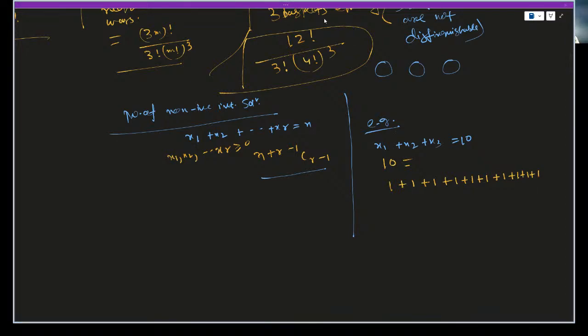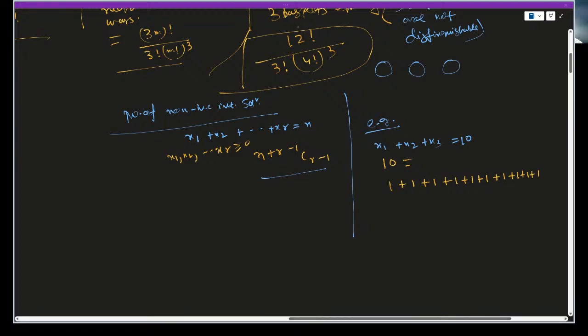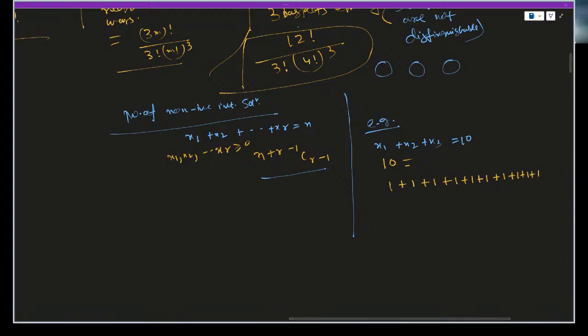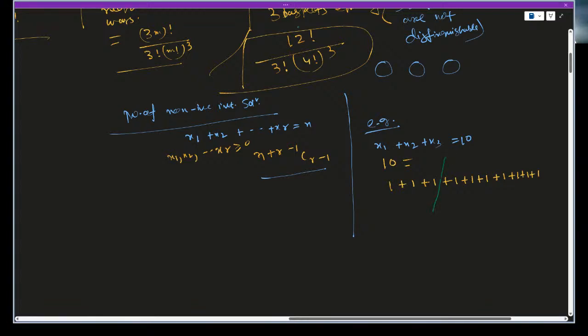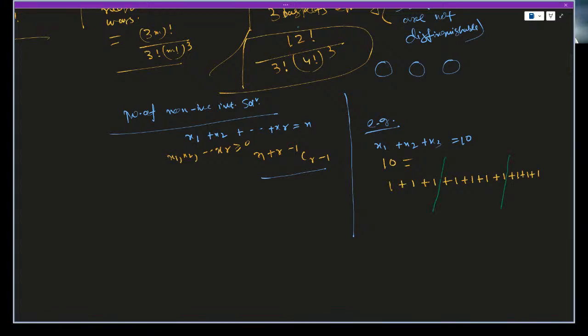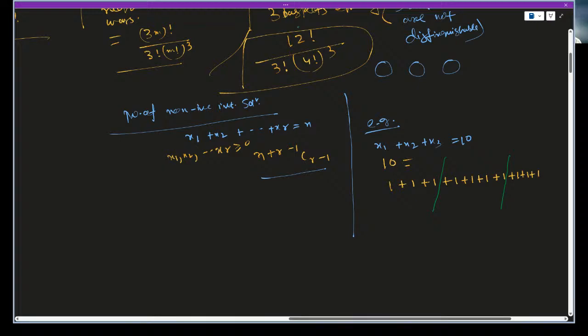Now what I am going to do there, I am using separators. x1 may be 3, x2 may be 4, x3 may be 3, like that. So I am using two separators. These two separators I can place anywhere. So if I keep the separator in this manner, suppose on the left hand side of it, you are getting x1. x1 is how much? 3. x2 is 4. x3 is also 3. Then what's the value of x1, x2, x3? You have understood?